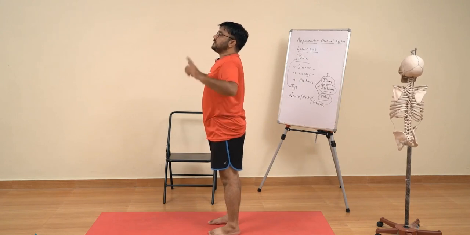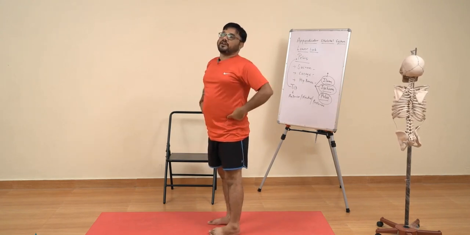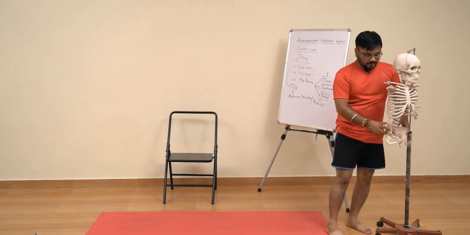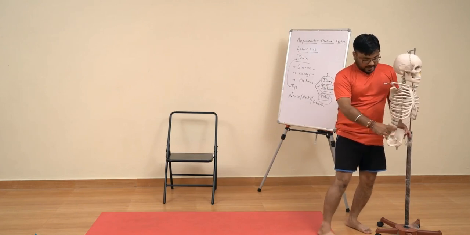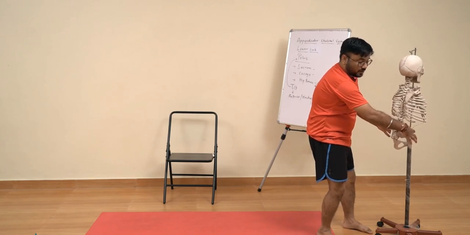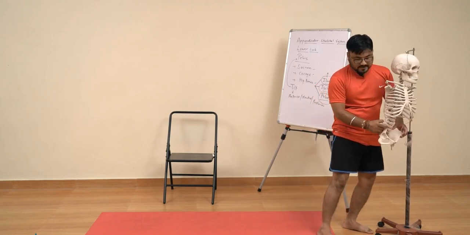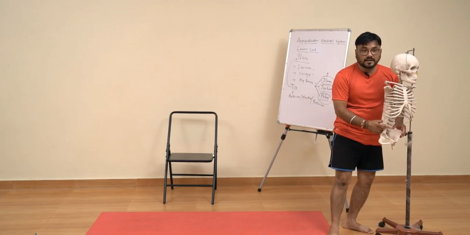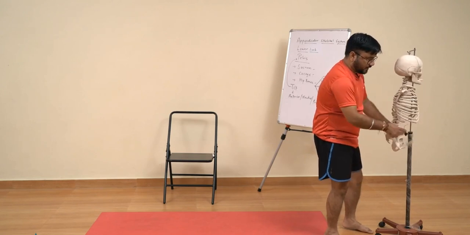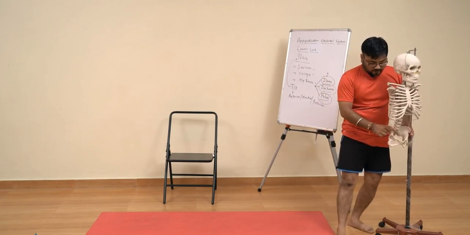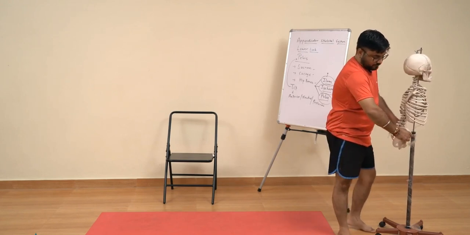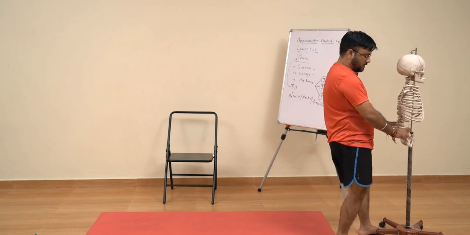Place your index finger on the front part of the hip bone, which we call the ASIS, the anterior superior iliac spine, and your thumb on the back part, which we call the posterior superior iliac spine. If the pelvis tilts anterior, your index finger goes down and the thumb goes up. From the side view, this is neutral.